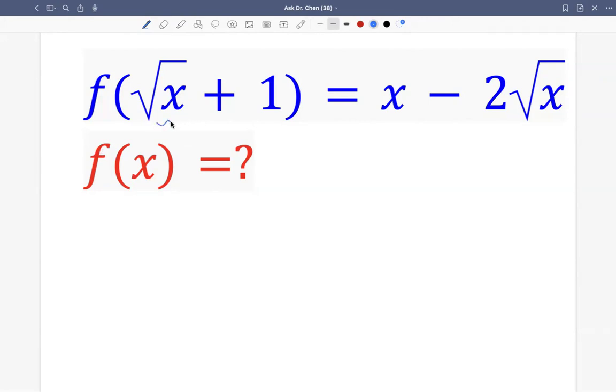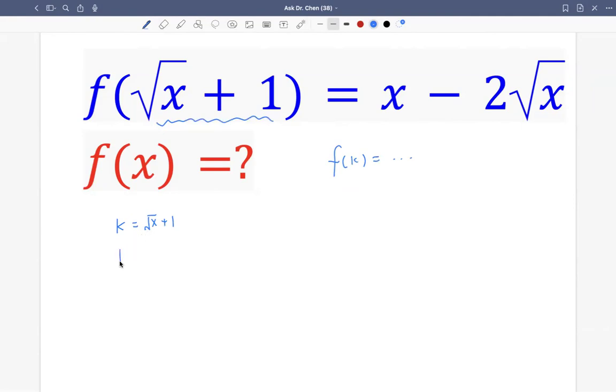In this case, we would substitute the input square root of x plus 1. So maybe we let k equal square root of x plus 1. Then we solve for x in terms of k, because a variable is a variable, right? If we can write f of k in terms of k, then we can change f of k to be f of x. That's our goal.